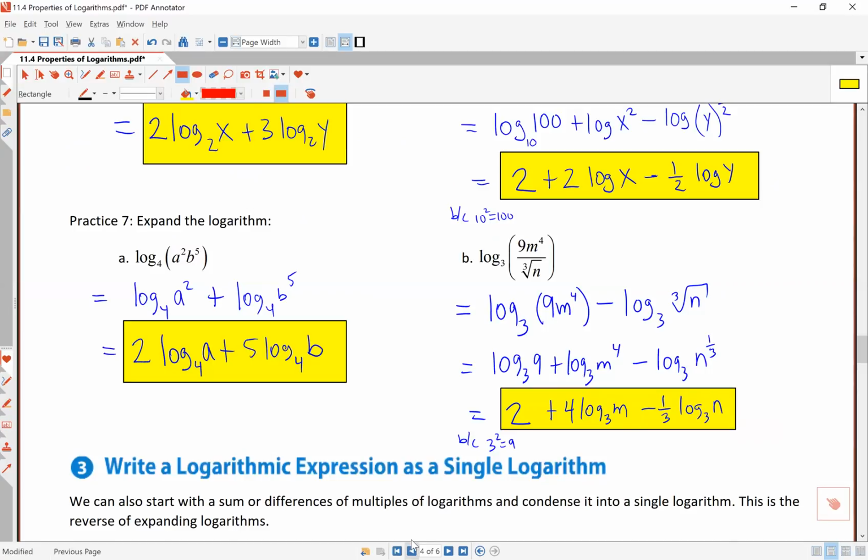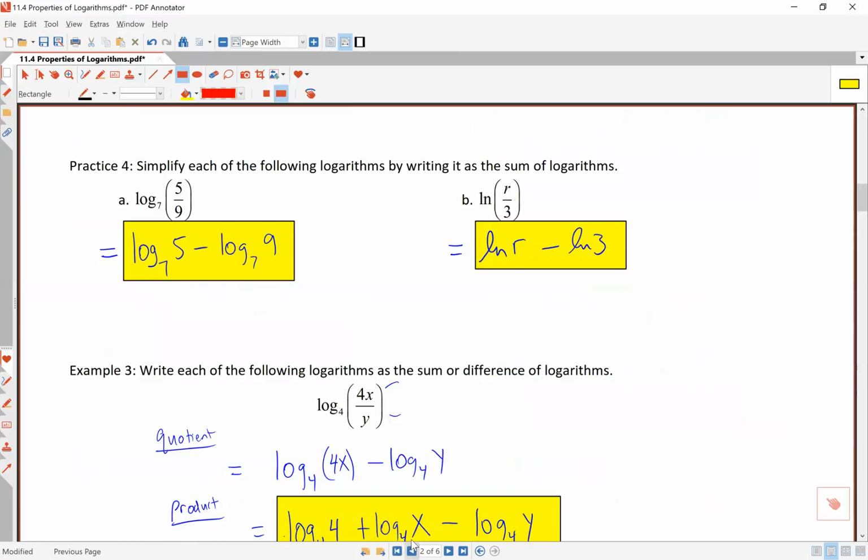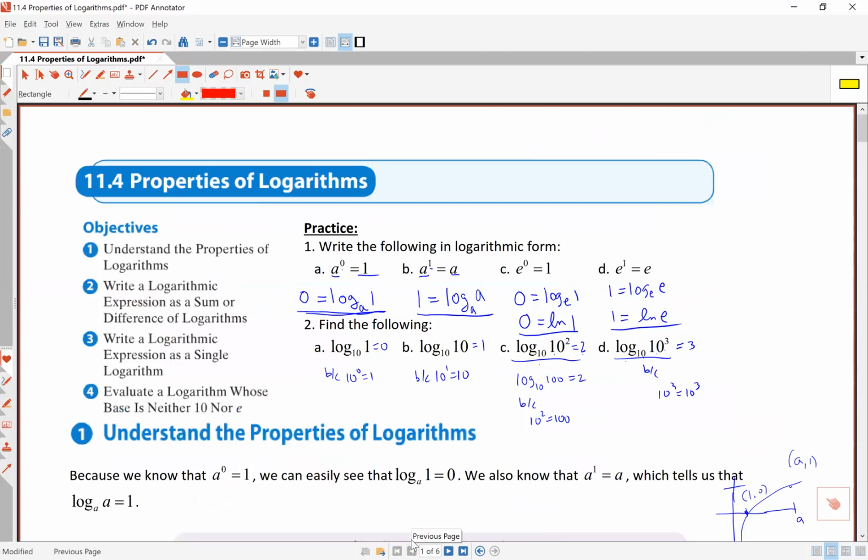This concludes the video for section 11.4, Properties of Logarithms. Objective 2, write a logarithmic expression as a sum or difference of logarithms.